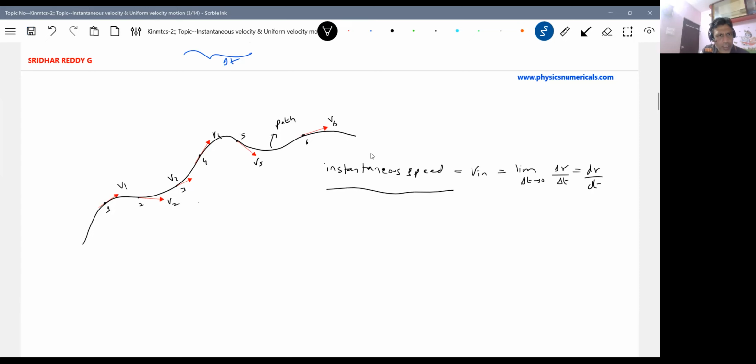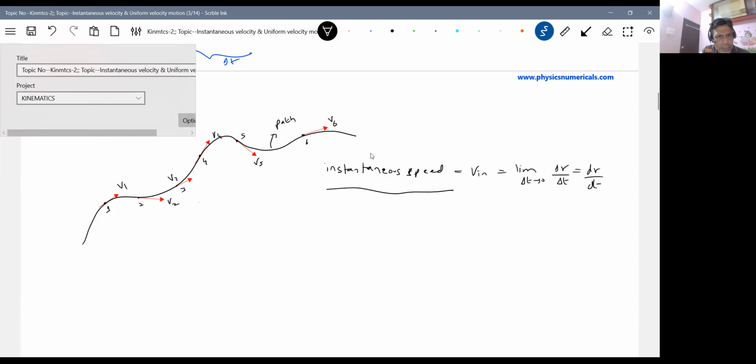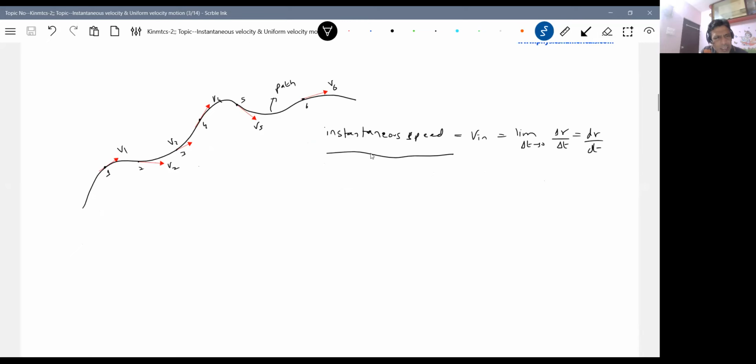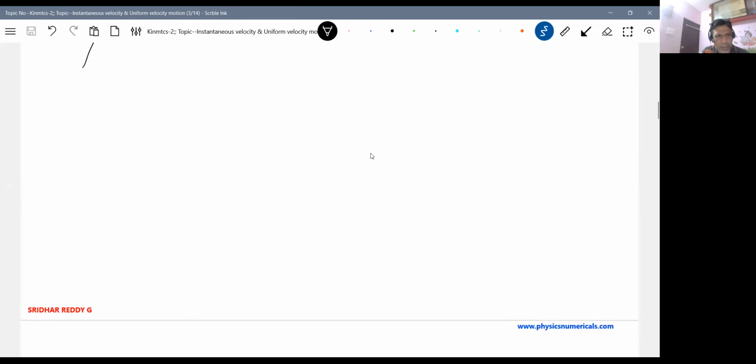Okay, now I think somehow we got an idea. What is the idea? Instantaneous velocity and average velocity. Sir, what is the difference between them? Still, we are not able to understand why you are discussing instantaneous velocity, why you have brought it. Okay, let's do one thing. Let me introduce an example.